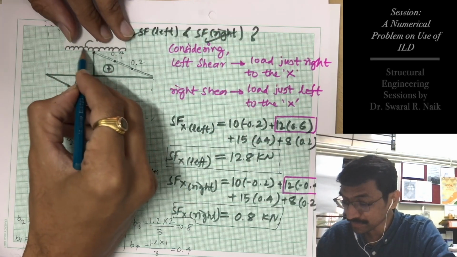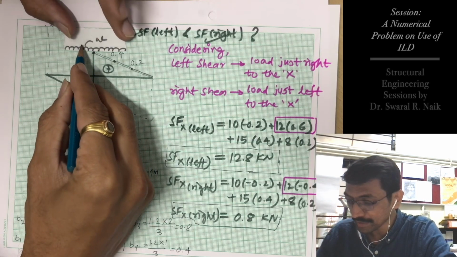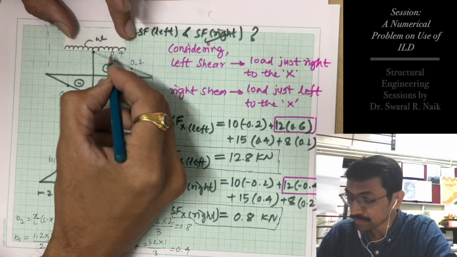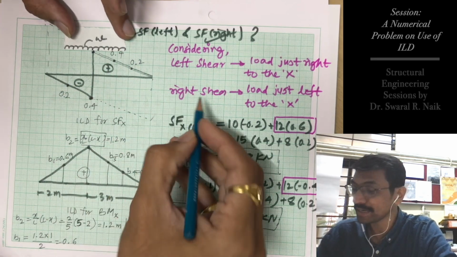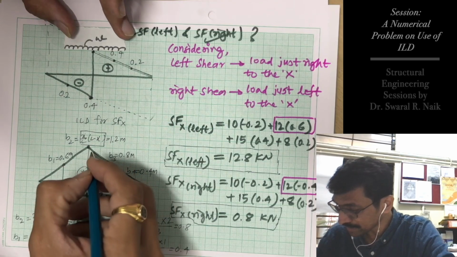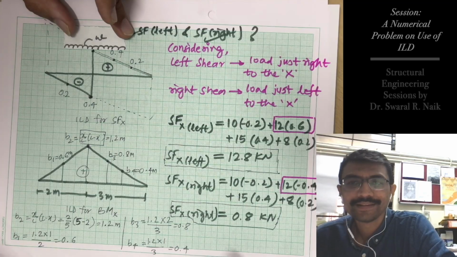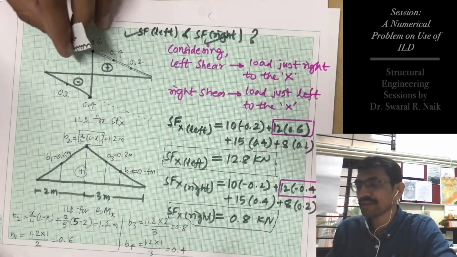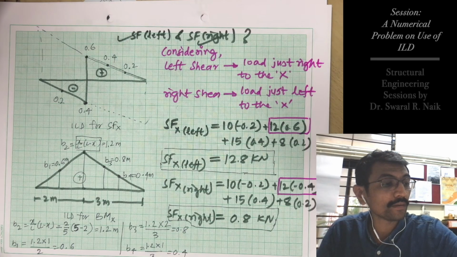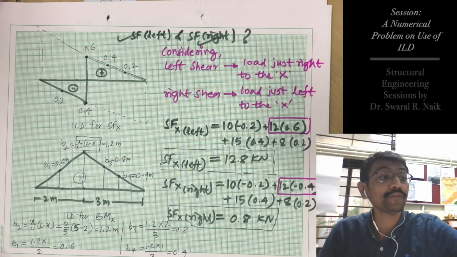So for this UDL, W into this shaded area, which is minus, plus this W into this shaded area, we will get one value of SFX. Similarly, this W into this shaded area, you can calculate easily, normal trigonometry, and you can find out values of SFX, BMX.